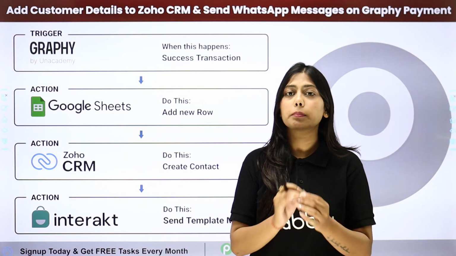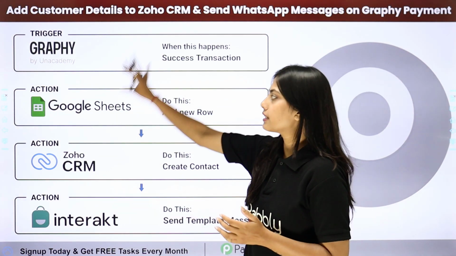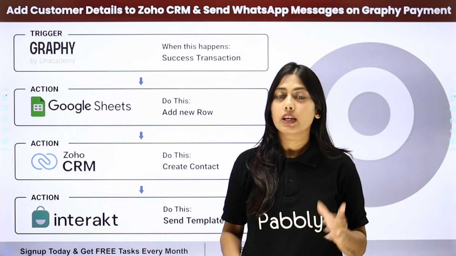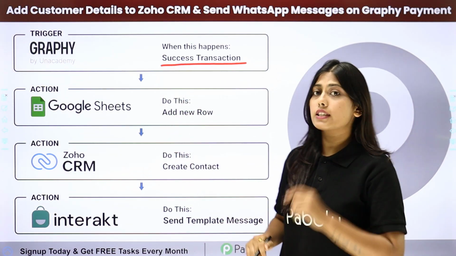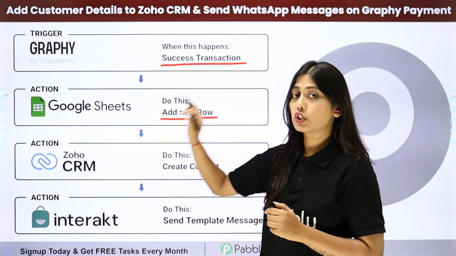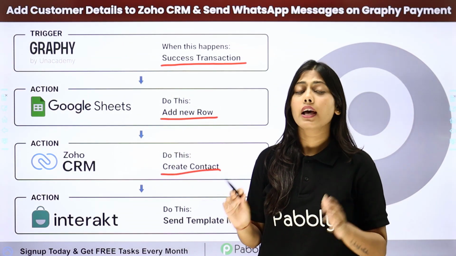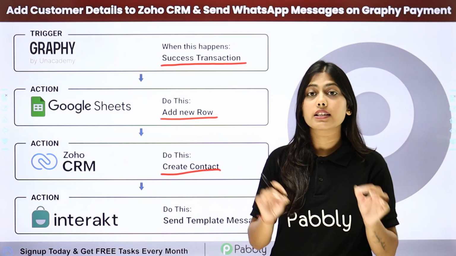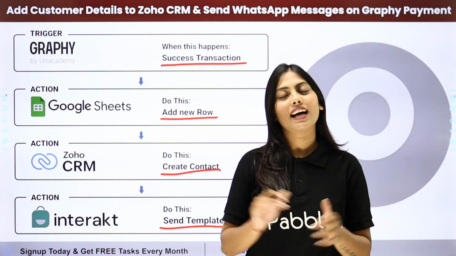So you can create a complete automation with the help of Pabbly Connect, where you will be able to integrate all these applications in one workflow, where our trigger will be success transaction in Graphy. Then our first action will be adding new row in Google Sheets. Our second action will be to create a contact in Zoho CRM. And last but not the least will be to send a template message via Interact on WhatsApp. So let us learn how to do that.